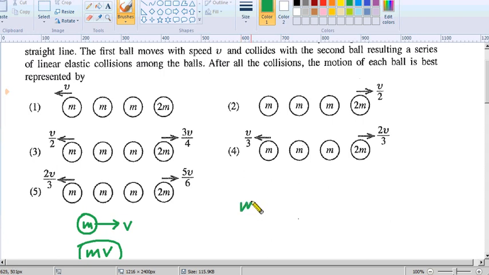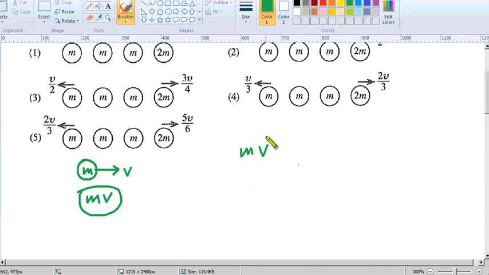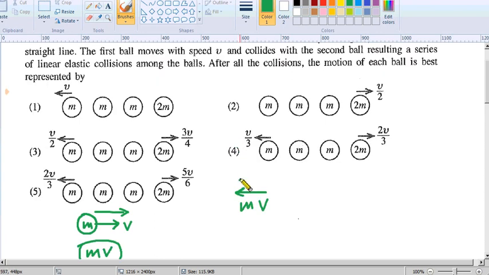The mass is m, the velocity is v, so we get the value mv in this direction. But initially the direction was to the right. So we get the direction to the left in this first answer, and that is therefore wrong. Since the direction is wrong, we can conclude that this first answer is wrong. So let's check this third one.